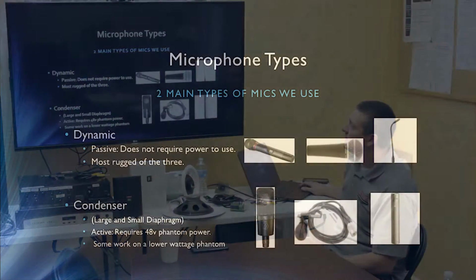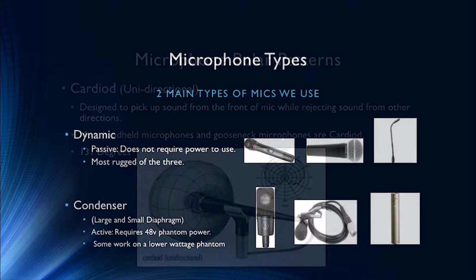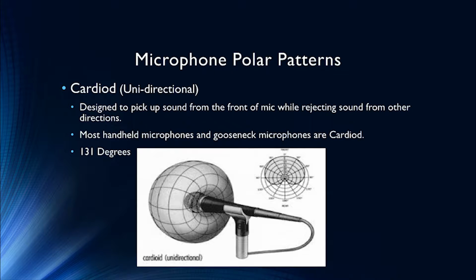All right. So just a recap. The mics we use are dynamic and condenser. There's a few large diaphragm, small diaphragm condensers we use. They require 48 volts to power them. And this is all stuff we went over, so we should know this by now.